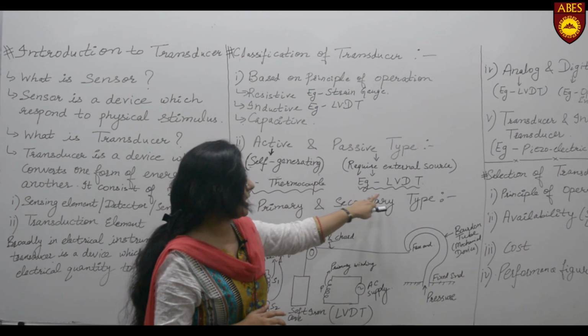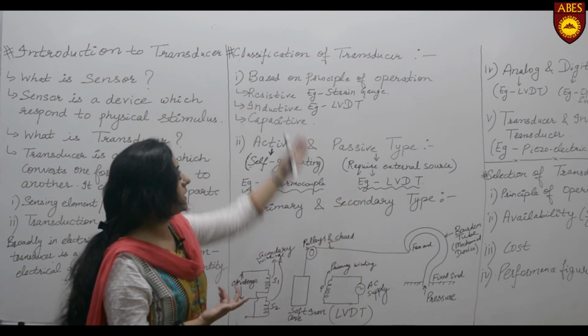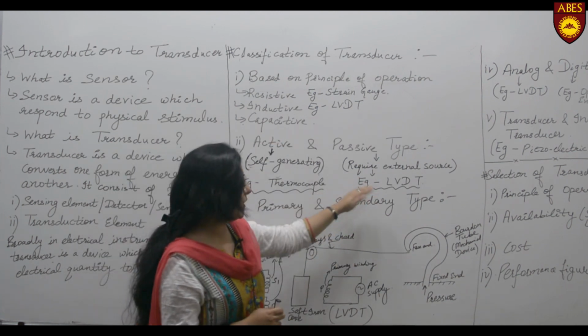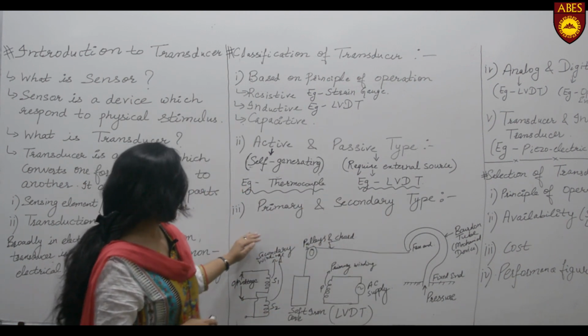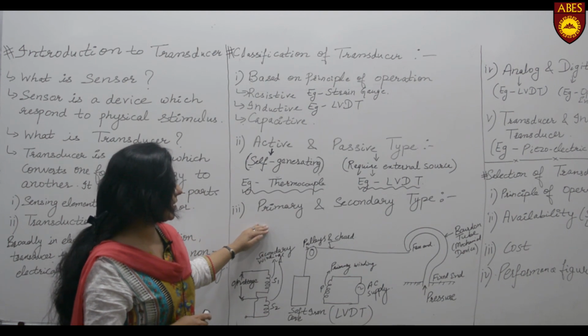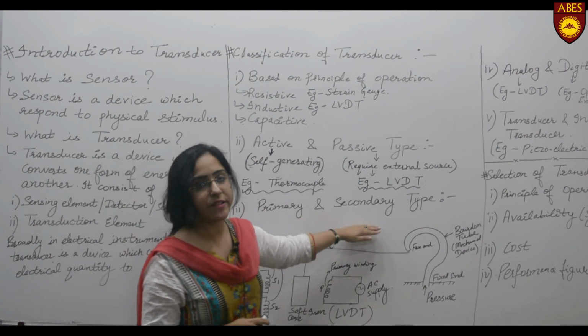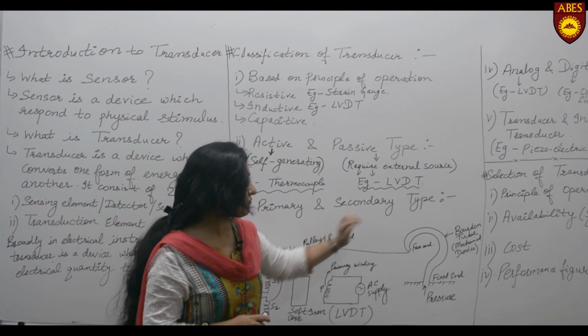Whereas a passive transducer is one where we require the external supply. So I kept the example of LVDT. We can have the strain gauge also, but LVDT I am going to discuss in the next classification, so it will be more clear. The third type of classification is primary and secondary type of transducer.